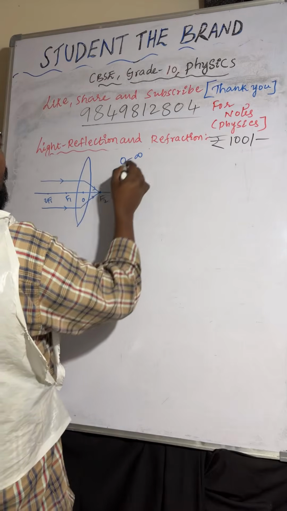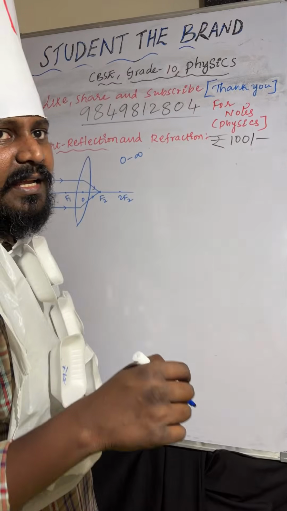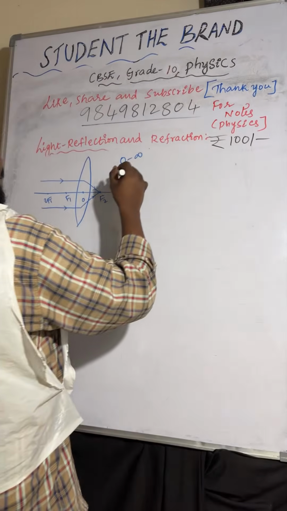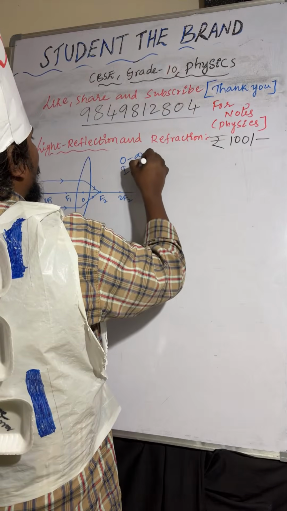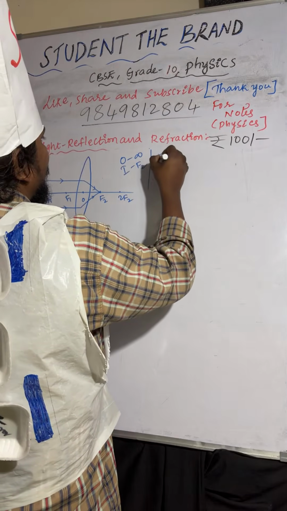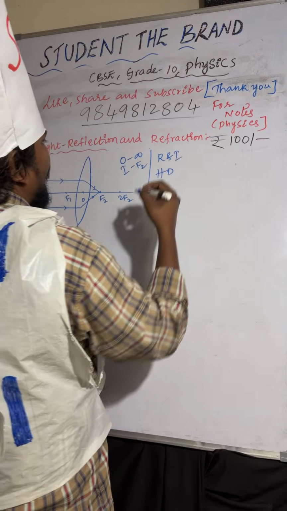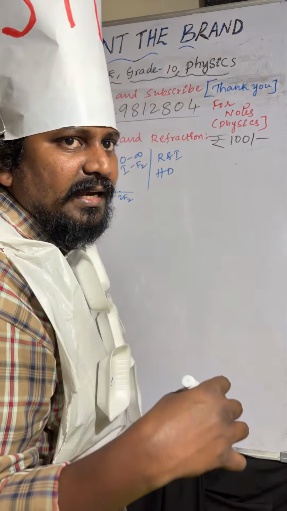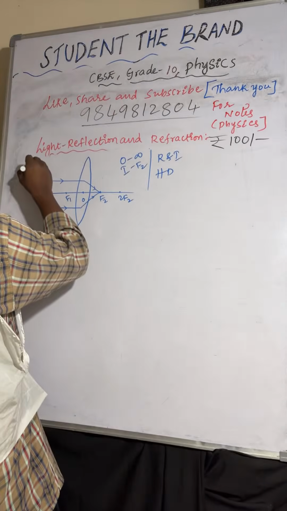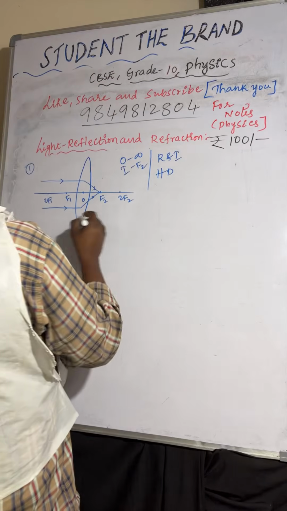After refraction, you can see, object is at infinity, image is forming at focus. So image is forming at F2. Nature of the image is real and inverted. Size of the image is highly diminished. That is the first one.